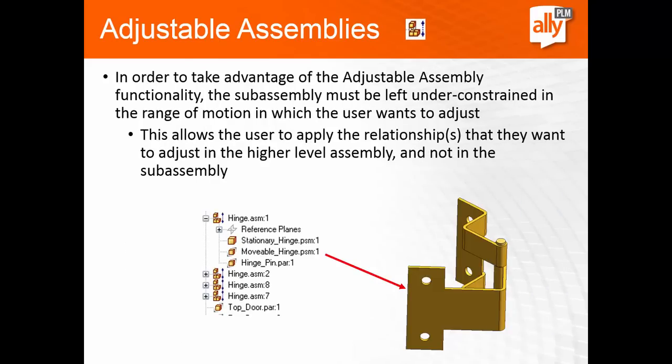So in order for us to take advantage of those adjustable assemblies, you have to leave your subassembly under constrained in the range of motion that you want to be able to adjust. So again, with this example below of a hinge, you can see we have the movable hinge part under constrained. So in our Pathfinder, you'd see that that part could still move slightly. In this case, we want it to be able to rotate about the hinge pin. So we've left that under constrained. As we bring this hinge subassembly into a top level assembly, we are then able to define it as an adjustable assembly and move it accordingly.